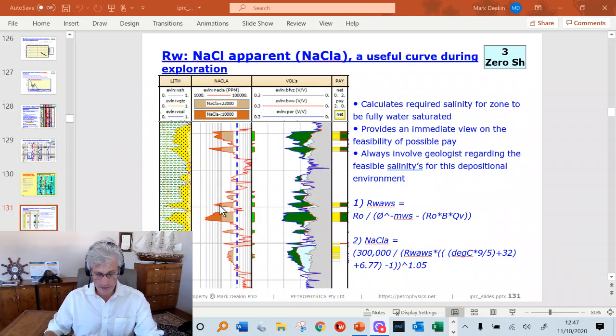But we don't need to go into that complication for this particular exercise. We can just see that that's a quick and easy way to get some idea on the salinity of these rocks.